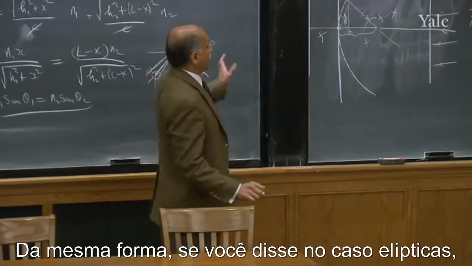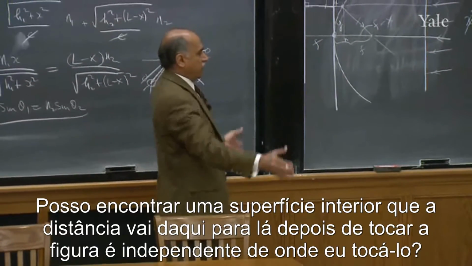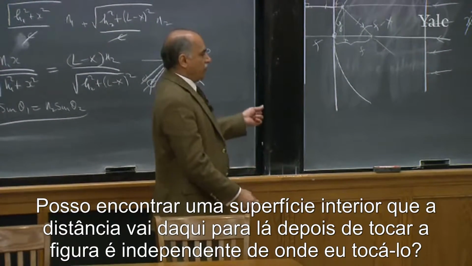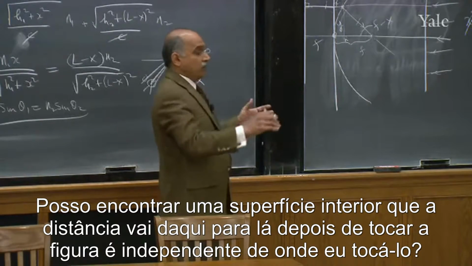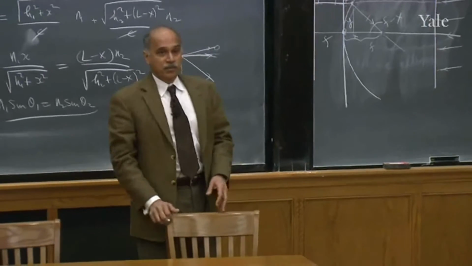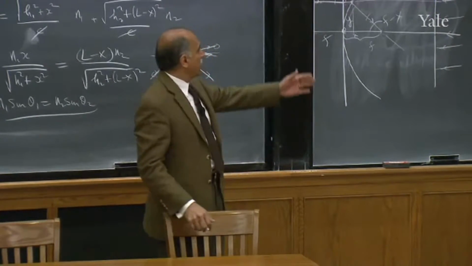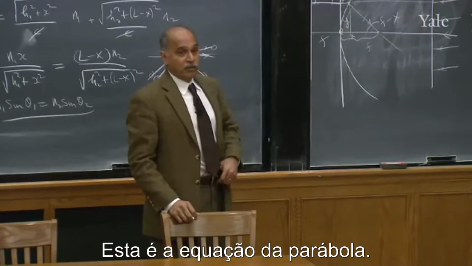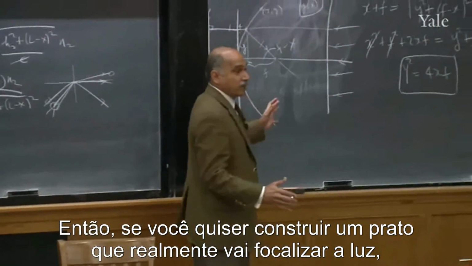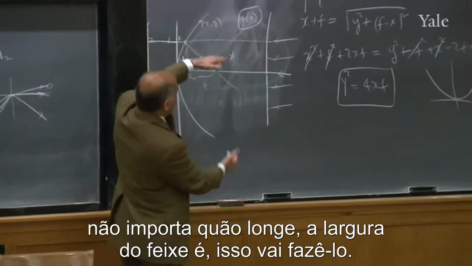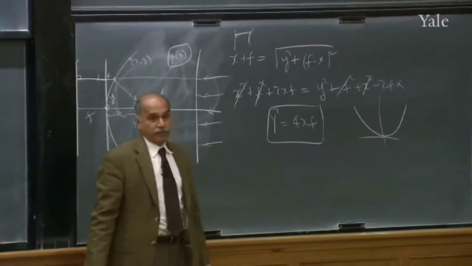Likewise, if you said in the elliptical case, can I find a surface inside which the distance to go from here to there after touching the figure is independent of where I touch it, the equation you will get will be an ellipse. That's more complicated to derive. This is a lot easier to derive. This is the equation of the parabola. So if you want to build a dish that will really focus light, no matter how wide the beam is, this will do it.